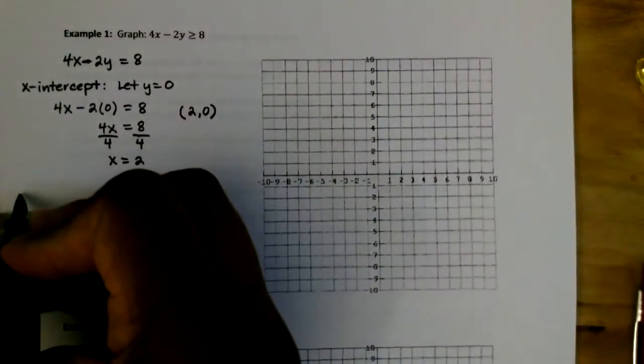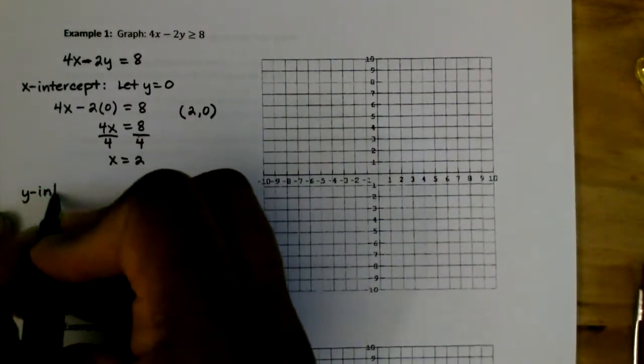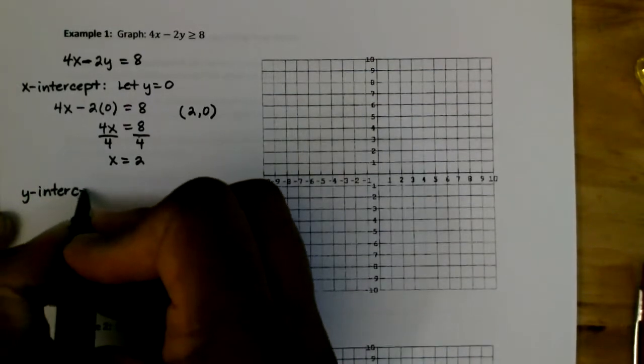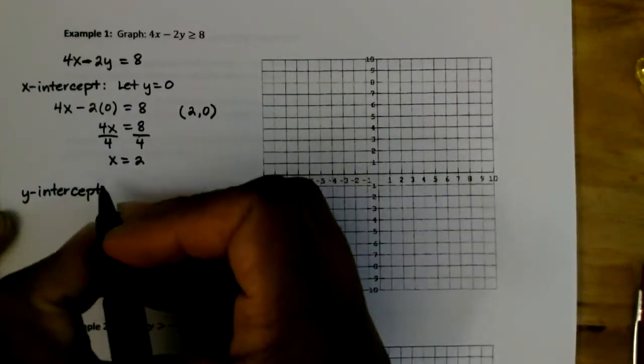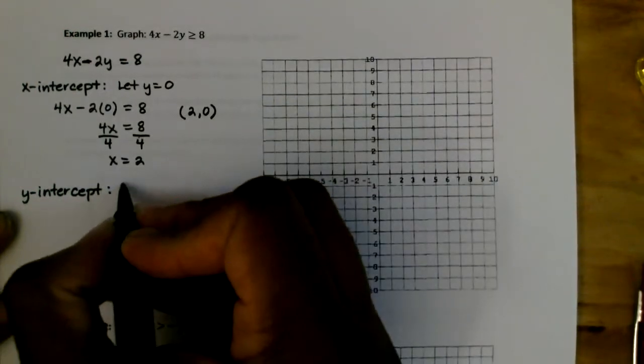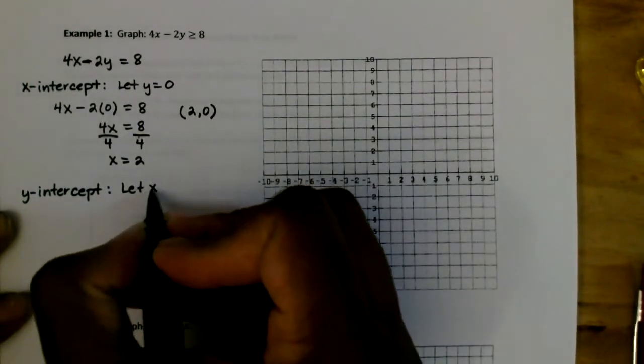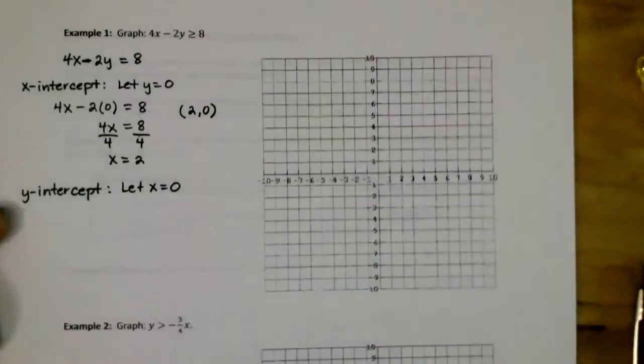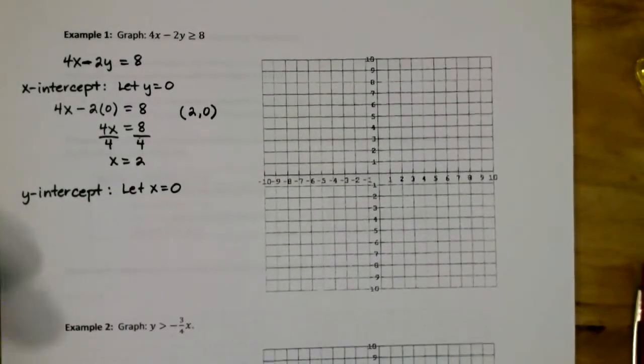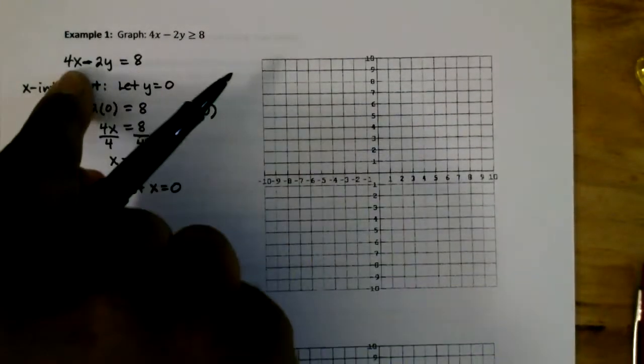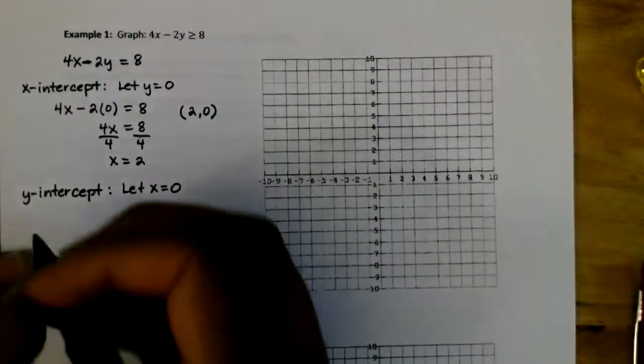And now for the y-intercept. That will be the point where the graph crosses the y-axis. So here, we always let x equal 0 to find the y-intercept and solve for y. So we just substitute 0 in for x in that equation.